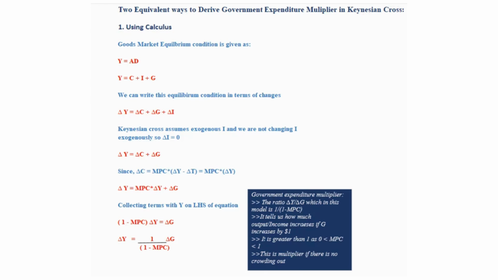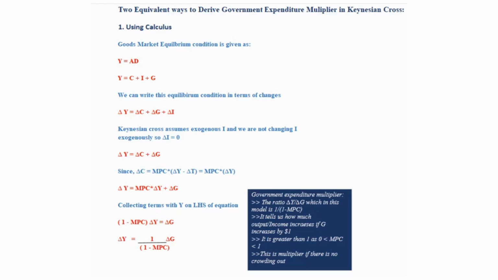In that case, we'll write it as delta Y is equal to delta C plus delta I plus delta G, where delta represents change in this case. Now, we know the Keynesian cross assumes that investment is exogenously given to us, and we are not changing investment exogenously, so delta I is just zero. There's no change in investment. So then our goods market equilibrium condition simplifies to delta Y is equal to delta C plus delta G.